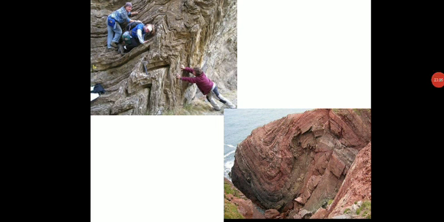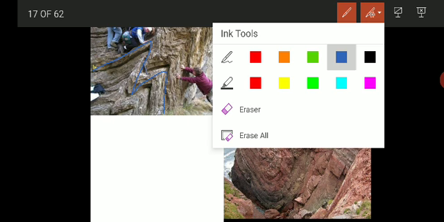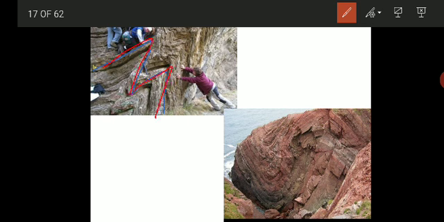So these are some field examples, okay, wherein you can see there are folded rocks. So here you can see the rocks are folded here. Okay, here also you can see the folded rocks.